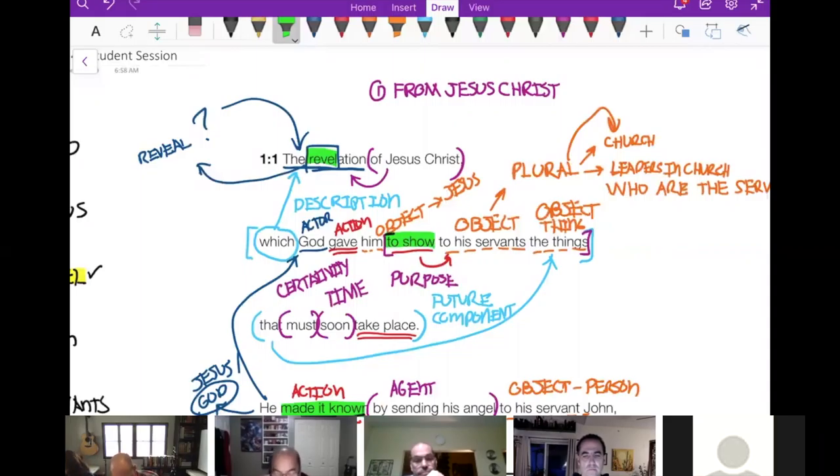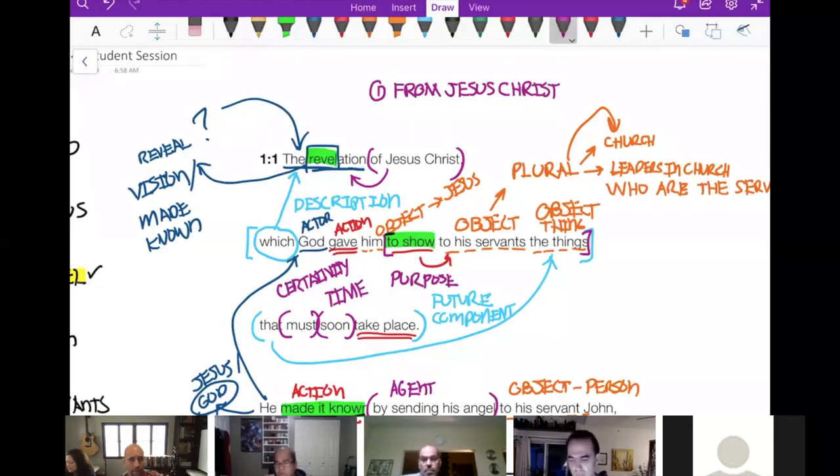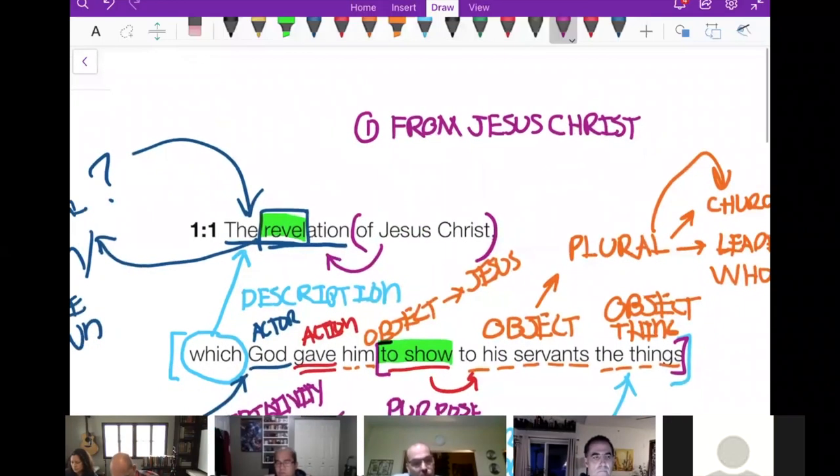So looking at these three things, what we can further identify here is this idea of a vision, or being made known. If this is the case, the revelation is from Jesus because he's going to give it. But people debate this, okay? Some people say one, some people say the other. I think it's both, and there's a few really good commentaries that agree. It's not only from Jesus, but it's about Jesus.